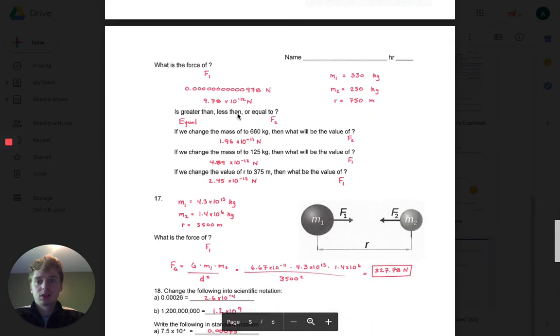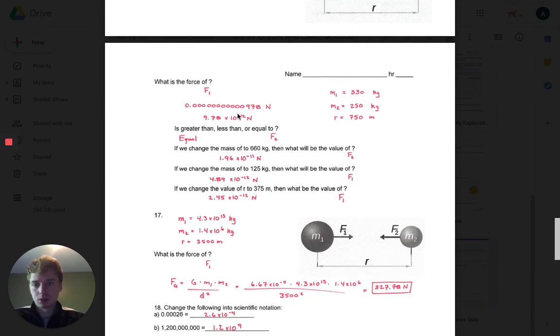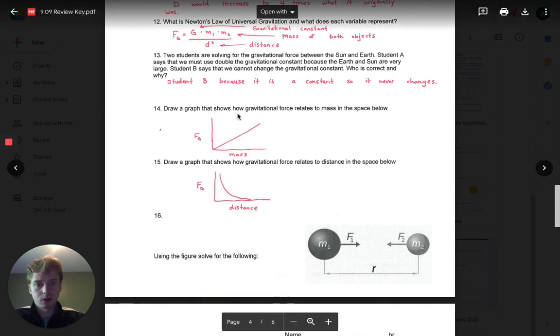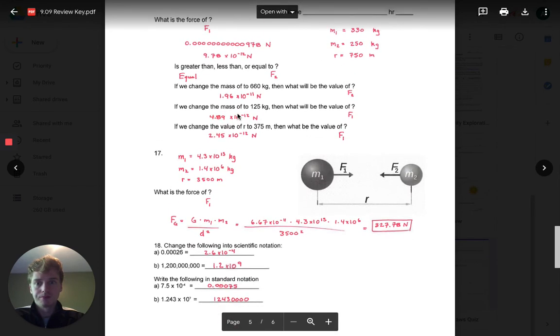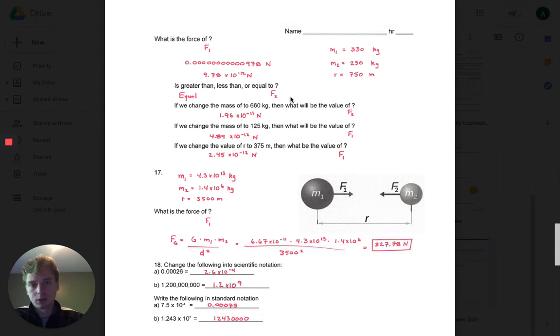So number 16, I apologize for how weirdly formatted this is. My printer apparently was not a big fan of how I formatted this worksheet. So anyway, this one is going to require you guys to do some calculations. If the mass of one object is 330 kilograms, the mass of the second object is 250, and the radius between them, or the distance between them, is 750 meters, then what is the force?